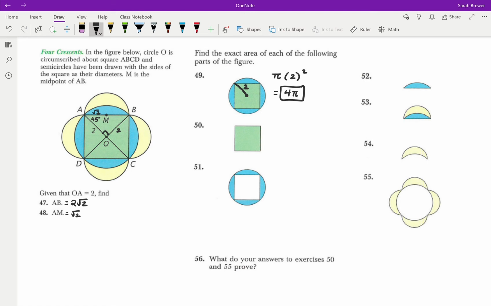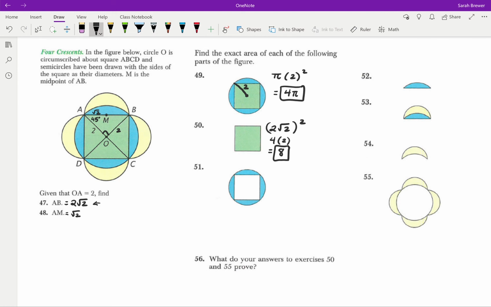Okay, so to get the area of our square, we want our side length squared. And we found that our side length AB is 2 root 2. So we want to square 2 root 2. If I square 2, I get 4. If I square root 2, I get 2. And so here our area is 8.